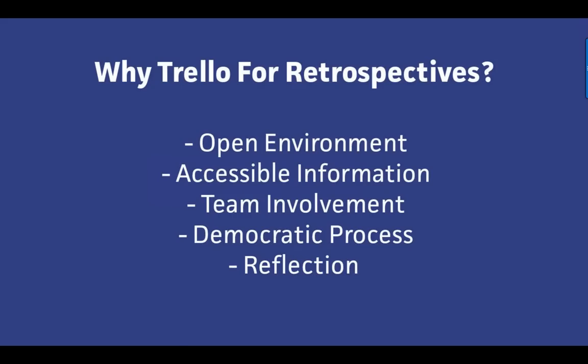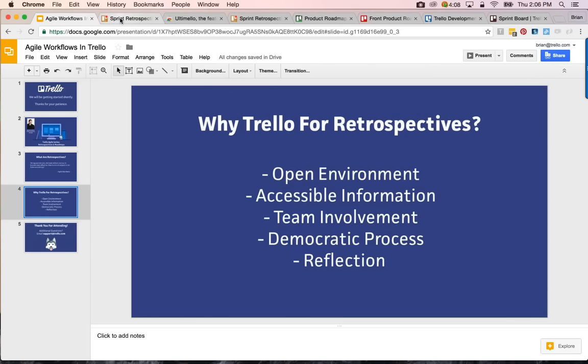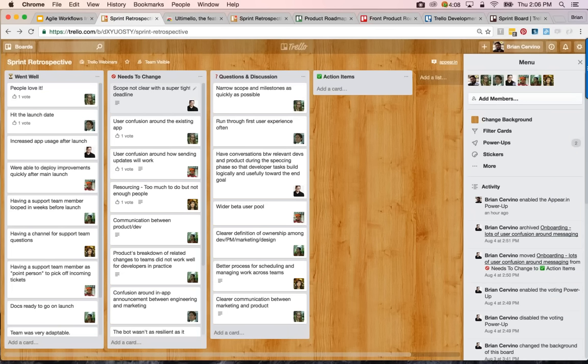So let me dive into a retrospective board. So this is a board that might be, let's say, kind of mid-retrospective, so you get a better idea of how the board is laid out. This board consists of 4 lists: Went well, needs to change, questions and discussion, and action items.